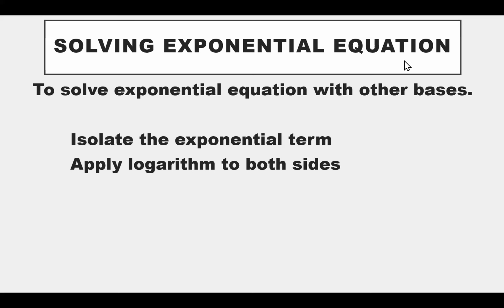So the natural question is, what if we don't have that really nice equation form? What if we want to solve an exponential equation where maybe bases differ, or maybe only one side has a variable in the exponent? Well, if we're trying to solve an exponential equation in general, then we can isolate the exponential term and then apply logarithms to both sides.